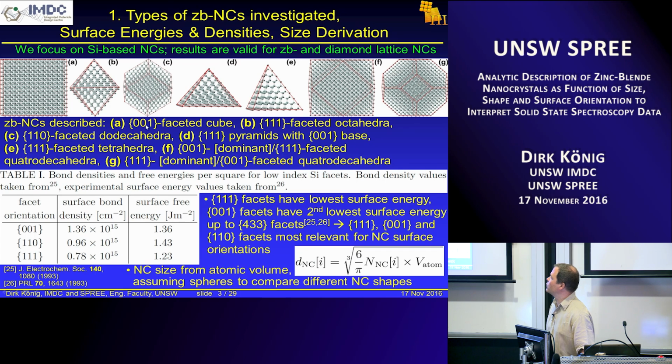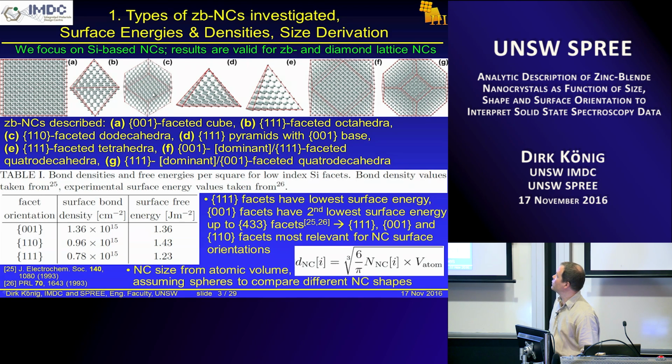Why do I stick to these rather low indices of the facets? That's simply given by the surface energy, because they have the lowest surface energy up to 433 orientational facets, in particular the 111 facet. And as we shall see with experimental data, this has consequences for at what size crystals start to grow and basically how they are shaped, you know, what facets they are limited by.